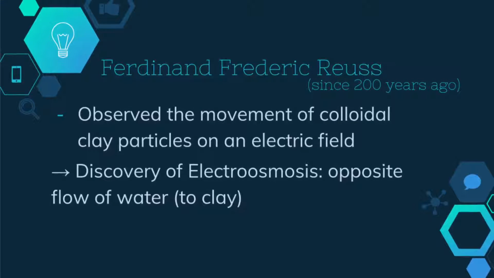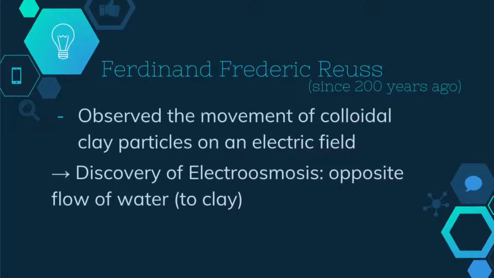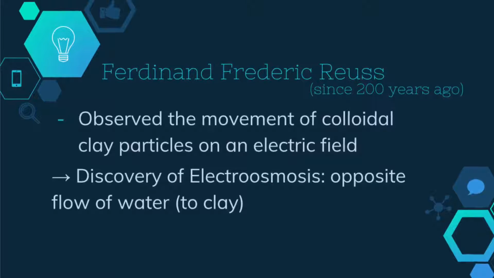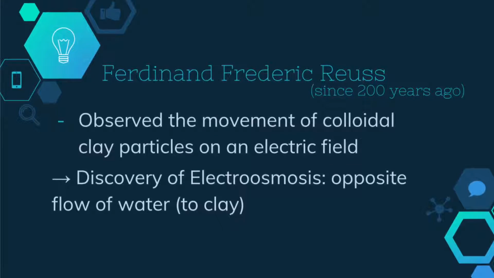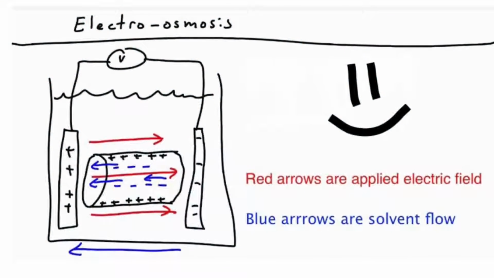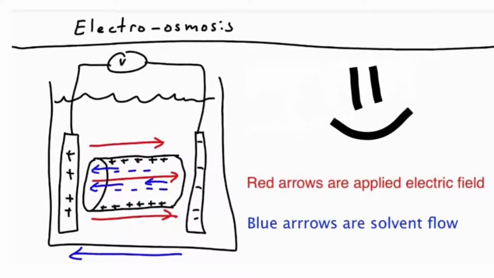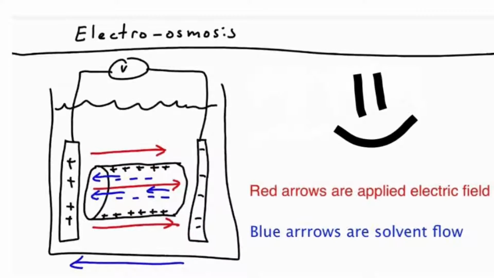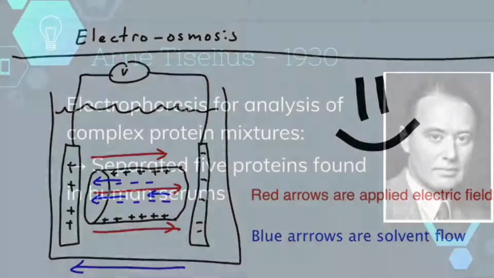A colloid is a mixture in which one substance of microscopically dispersed insoluble particles is suspended throughout another substance. From his observation, he realized that the clay flowed opposite to the flow of water. This led to the discovery of electroosmosis. As you can see from the picture, the applied electric field flows opposite to the flow of water.